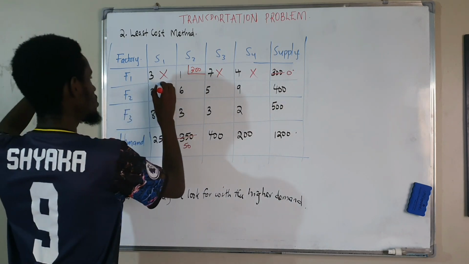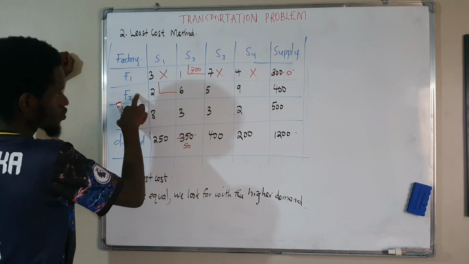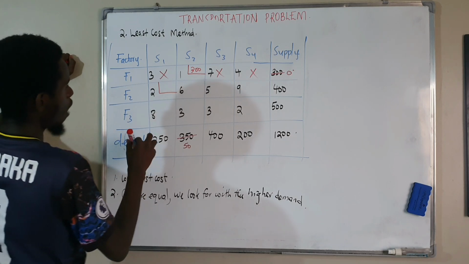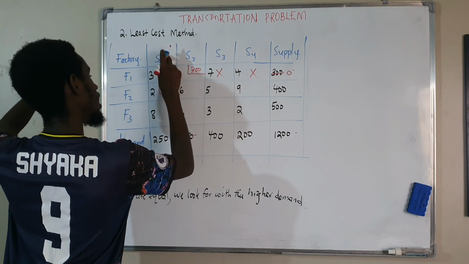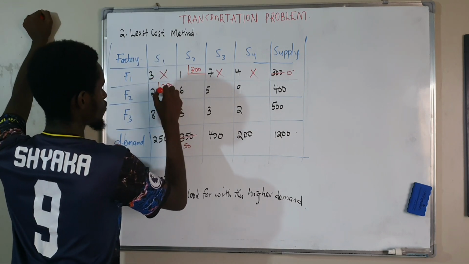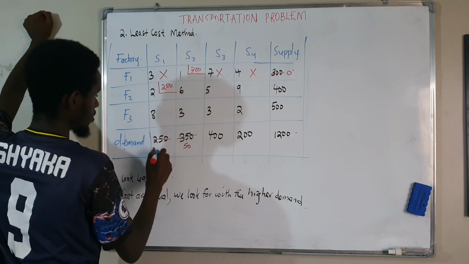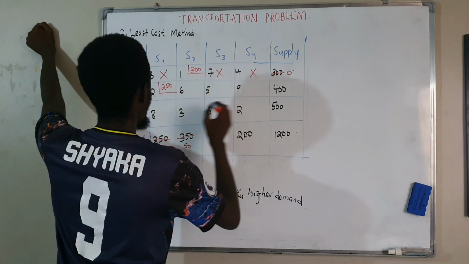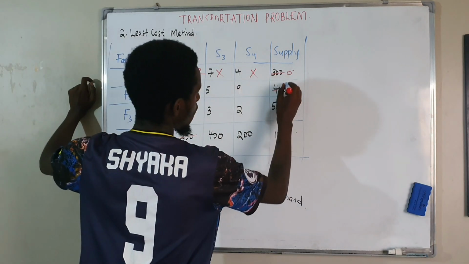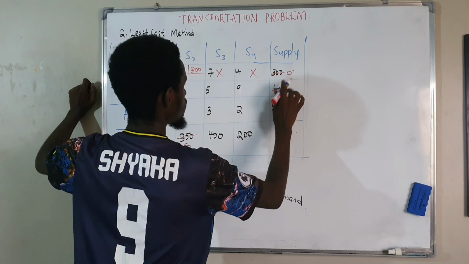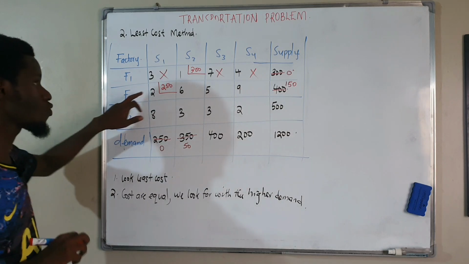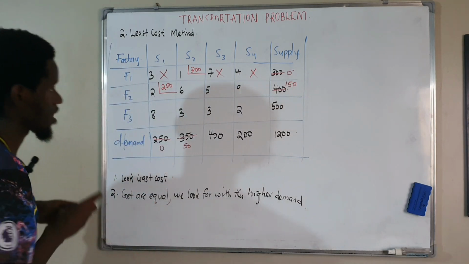Therefore, for this factory 2, it supplies 400, but store 1 only demands 250. Therefore, I'll supply the 250 to store 1, because demand is 250, and then nothing will be demanded by store 1. Therefore, I'll be left with 0. And of the total supply of 400, if I supply the 250 to store 1, I'll be left with only 150 supply. Sorry, 150. Yes, 150 supply only. So factory 2 will be left with only a supply of 150. But to where? That is the question.